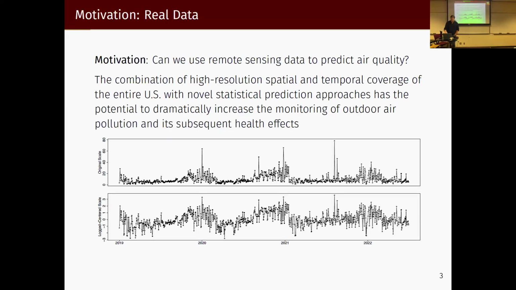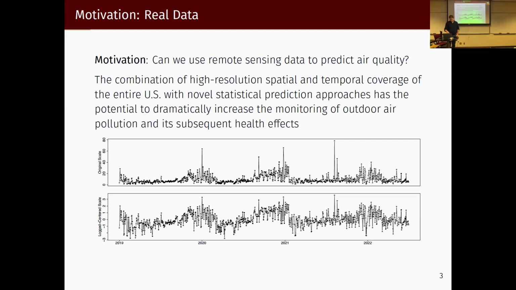So why are we working on this in the first place? The real data problem that we're trying to solve is, can we use remote sensing satellite data to predict air quality? The top picture is the air quality, like PM 2.5. It tells you how much particulate matter of a certain size is in the atmosphere in Las Vegas from 2019 to 2023. The bottom plot is the logged and centered data, which is what we actually use in our analysis.